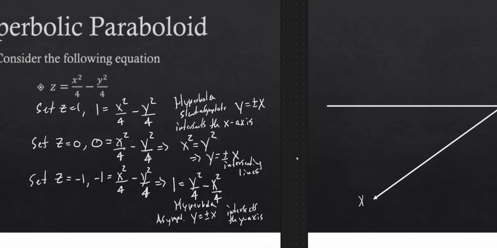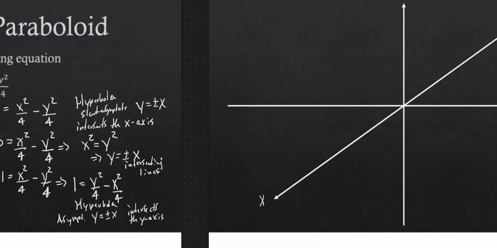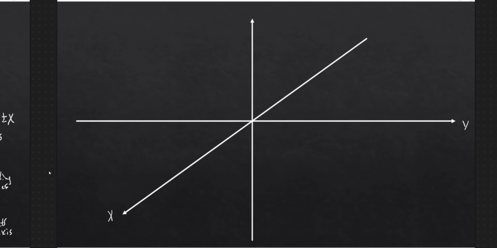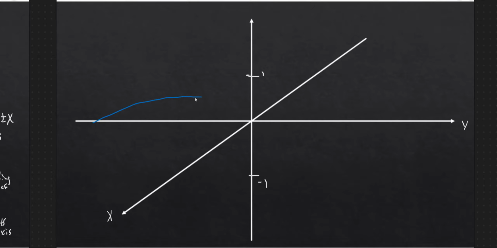I'm just going to draw those traces. So at z equal 1, and z equal negative 1, I'm just going to make sure I can see this. Yep, okay, good. So up here, I'm going to get hyperbolas that intersect the x-axis. That's going to be here. So I'm going to get hyperbolas that look like this.